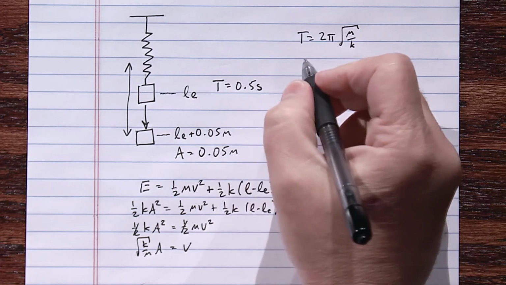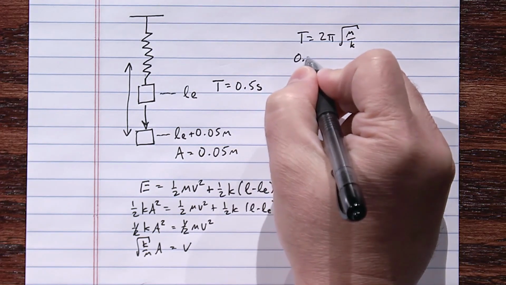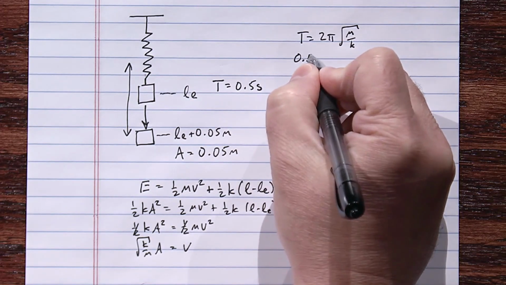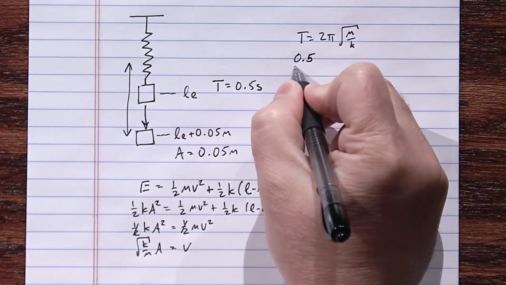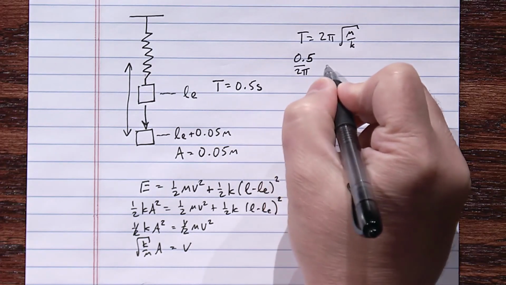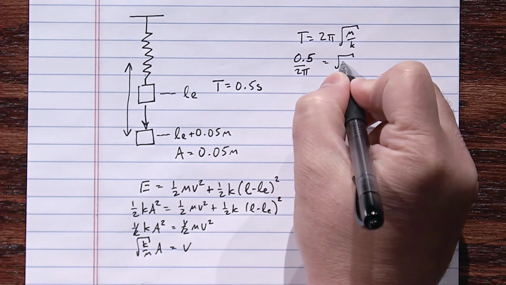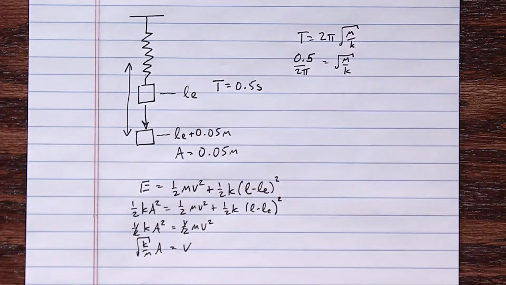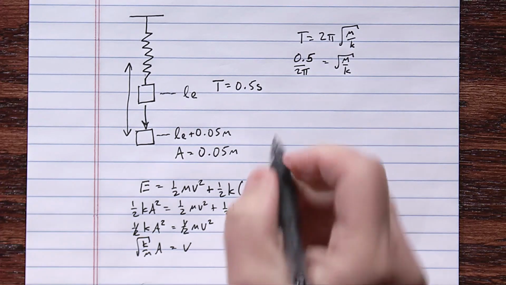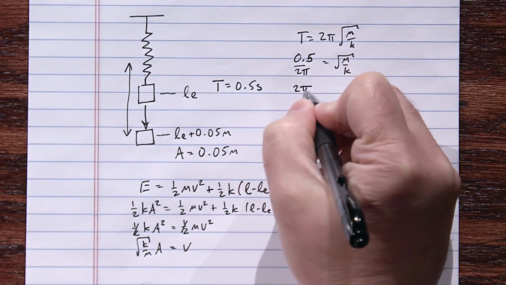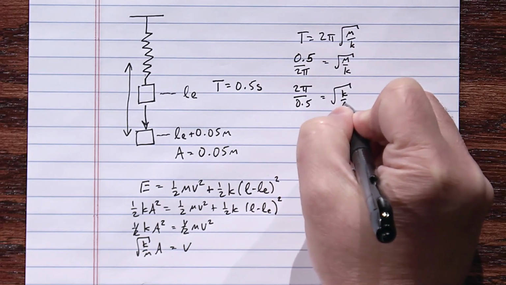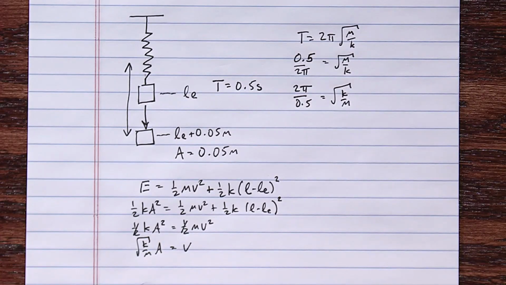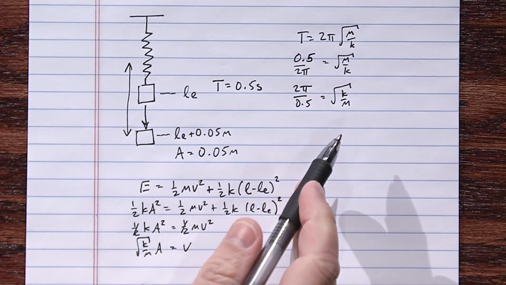We know that the period is 0.5. And if we divide that by 2 pi, we divide everything by 2 pi, then that's equal to the square root of m over k. And we can take the reciprocal of both sides, and we would have 2 pi over 0.5 is equal to the square root of k over m. And so now we do know what k over m is.